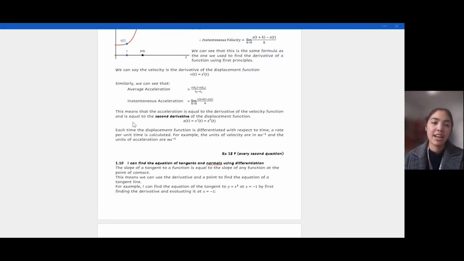As we can see, each time the displacement function is differentiated with respect to time, a rate per unit is calculated. So for instance, we know that the units of velocity are meters per second, and the units of acceleration are meters per second squared. So it's all related and interconnected. What we're going to be doing next is going through a few example questions and seeing what this looks like as we work through a few problems.